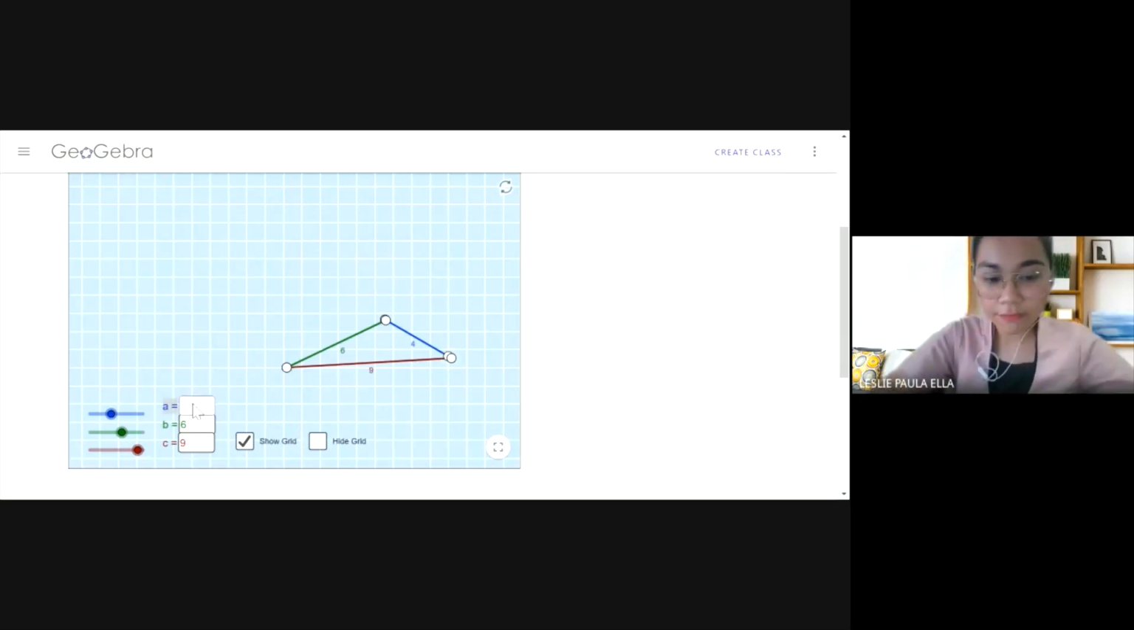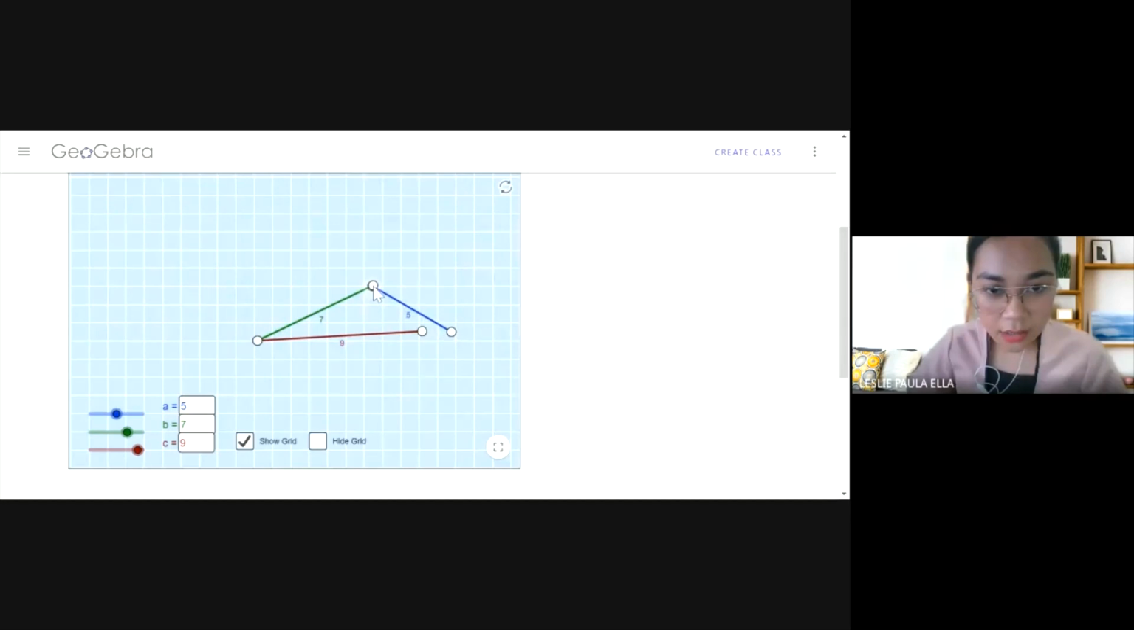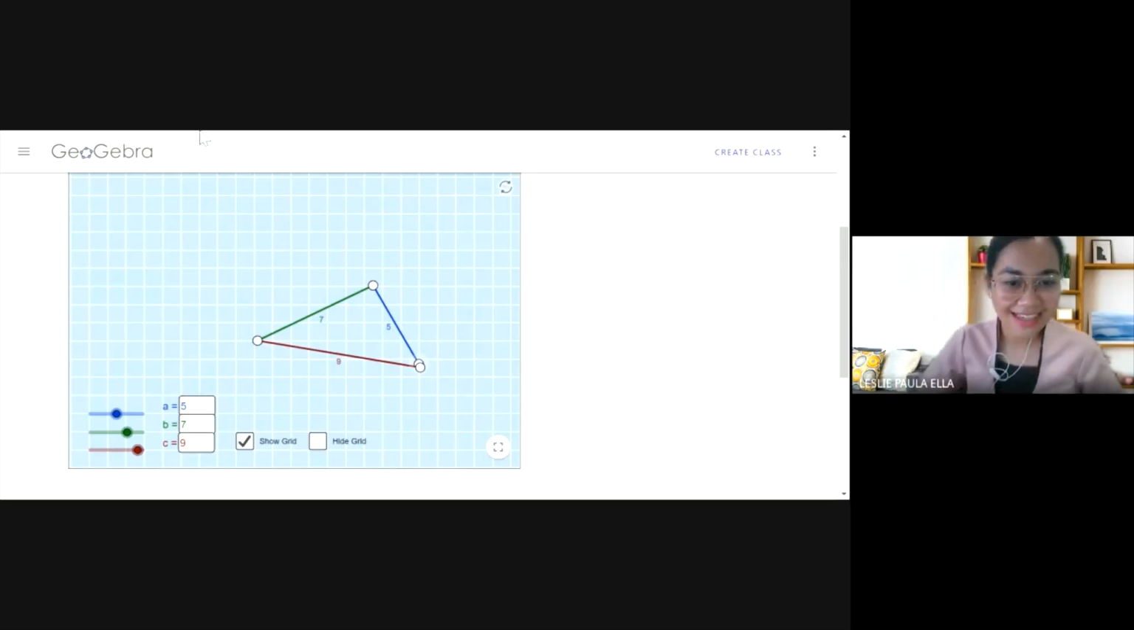We have 5, 7, and 9. In this given set of lengths, let us try to form a triangle. Let's try if the endpoints will meet. Do you think that we have formed a triangle using the sets of 5, 7, and 9? Yes or no? Type your answer. Did we form a triangle using these sides of 5, 7, and 9?